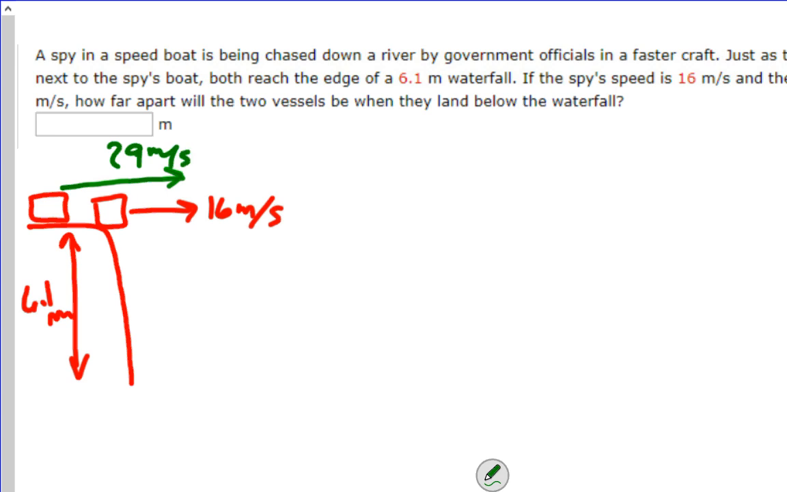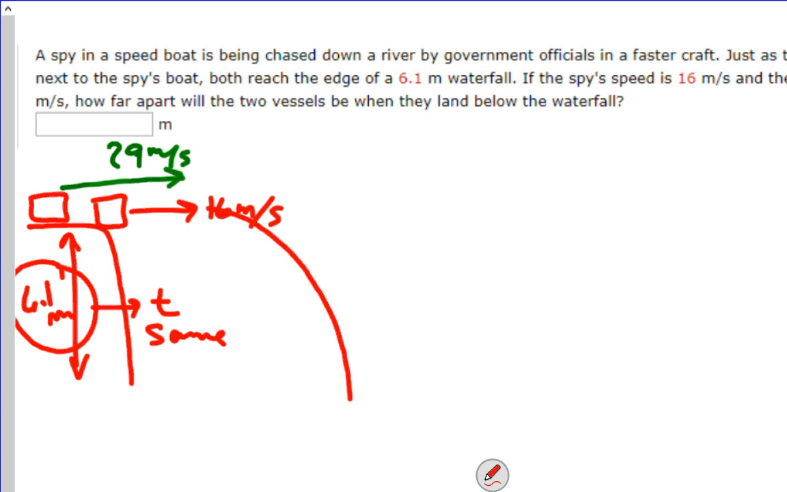Now, keep in mind what's going to happen. Let's consider the height of the cliff is the same for both. We know that that means that the time is the same for both of these crafts in the air. Yes? Yes. Now we figure if they're in the air for the same length of time, this guy's going to land here.